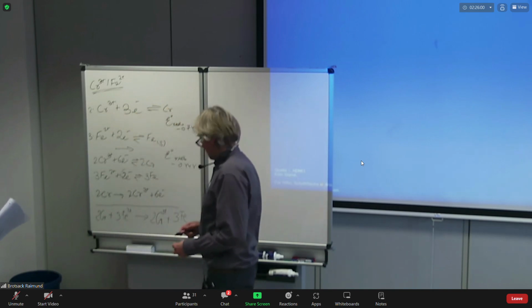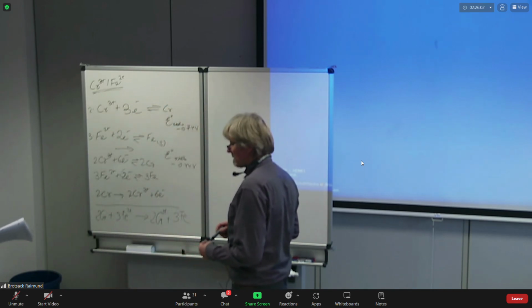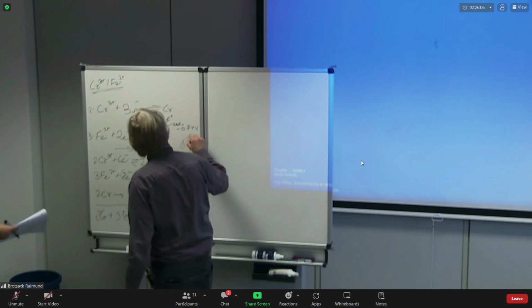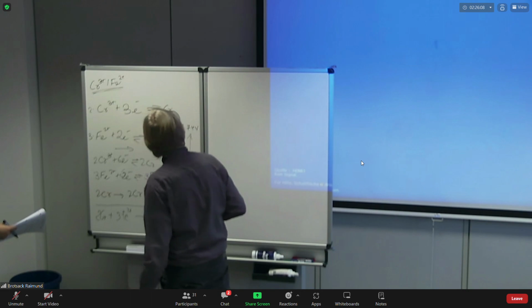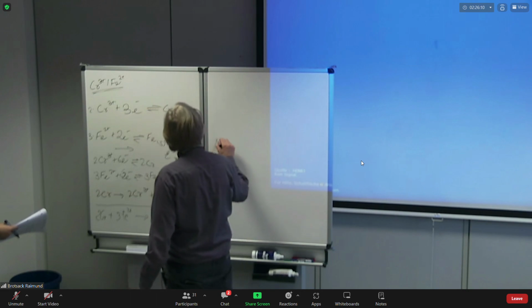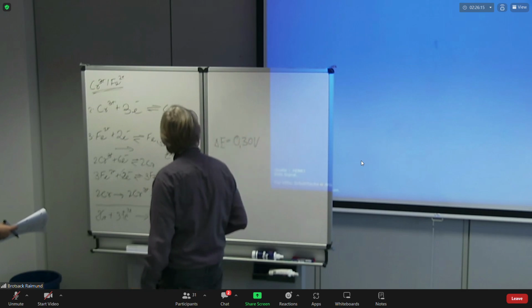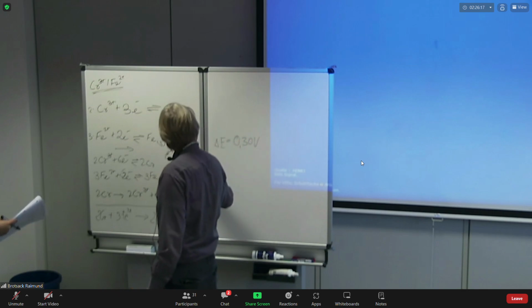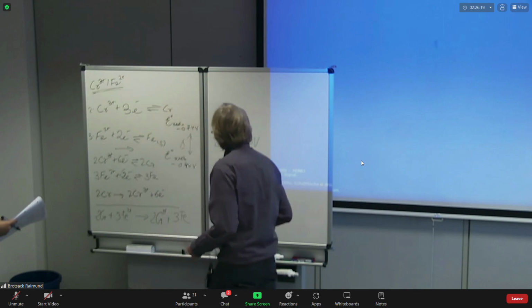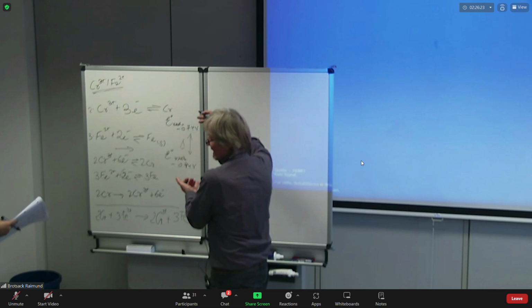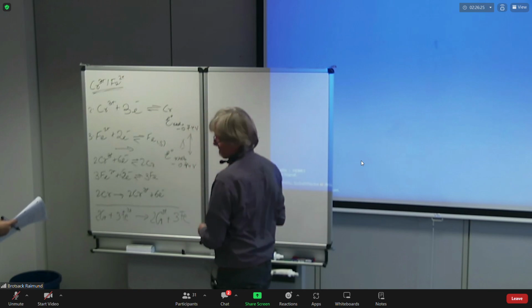Now, how would we write down the cell potential equation? The cell potential is the difference, the delta of those two. Right? The delta E is exactly 0.30 volt. It is the absolute delta, the absolute value, the difference of those two.